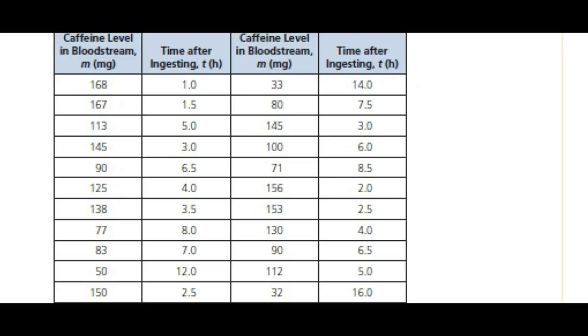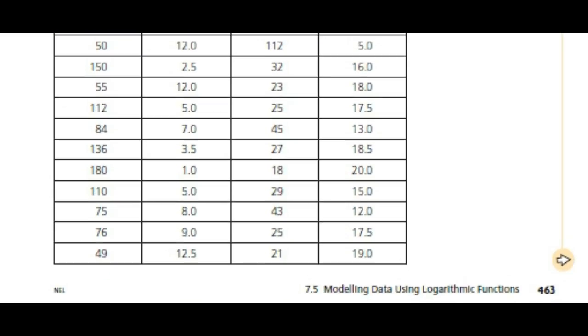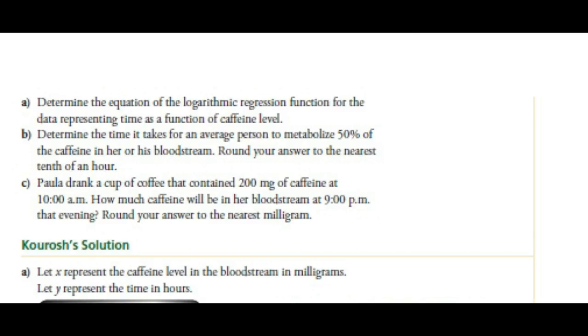So we've collected all of this data from these people, caffeine level in the bloodstream. We measure their caffeine level. Here's the time: 1, 1.5, 5, 3, 6.5. Right? Data's kind of jumbled up. There won't be one like this on the diploma exam with that many points. I try and keep it down to about a dozen. Determine the log regression.